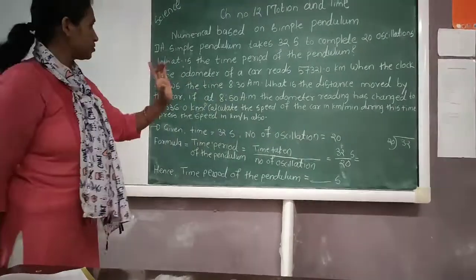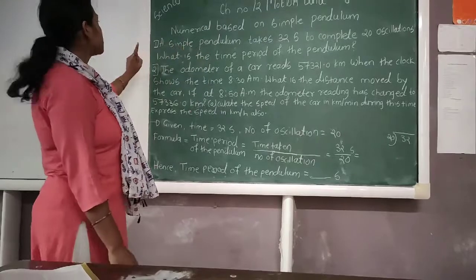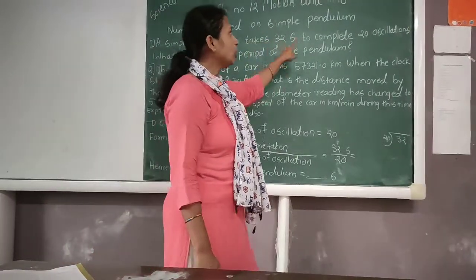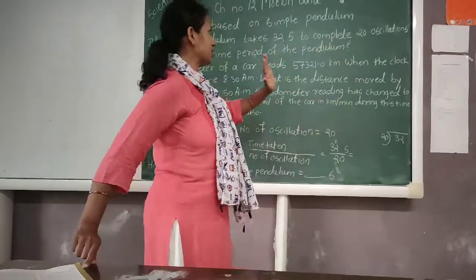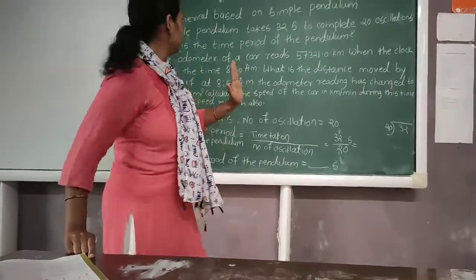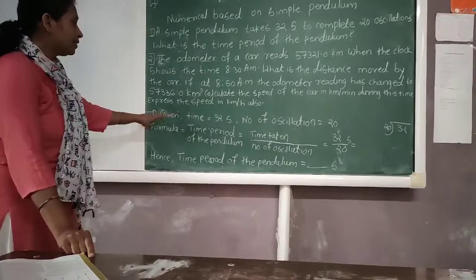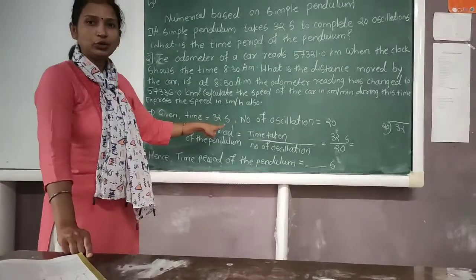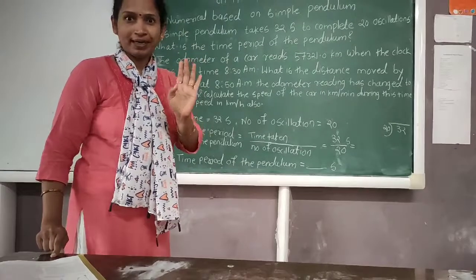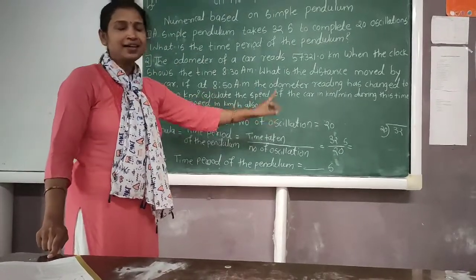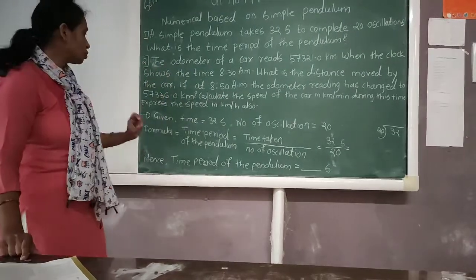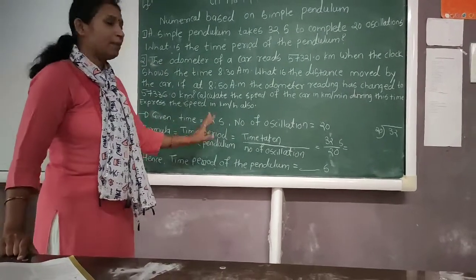Students, we will discuss the numericals based on the simple pendulum. First of all, I am going to read the question. A simple pendulum takes 32 seconds to complete 20 oscillations. What is the time period of the pendulum? Very simple question. Given, time is equal to 32 seconds. In 32 seconds, 20 oscillations were completed, meaning the number of oscillations is 20.